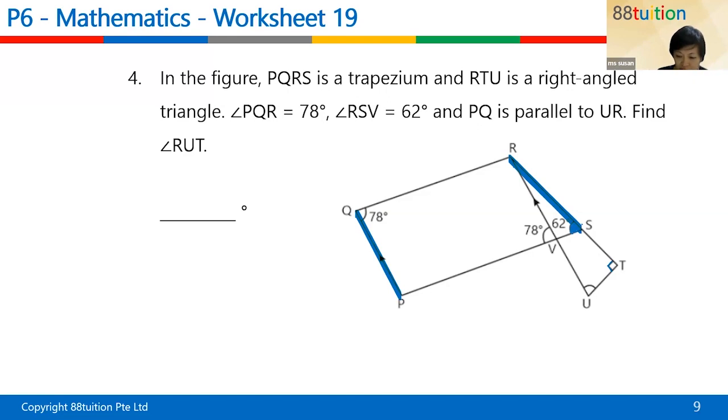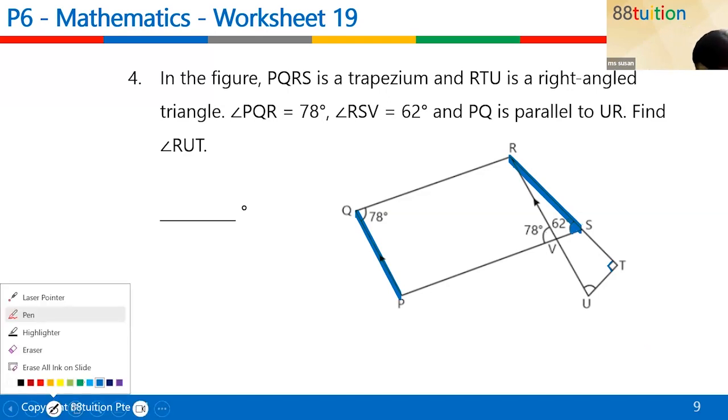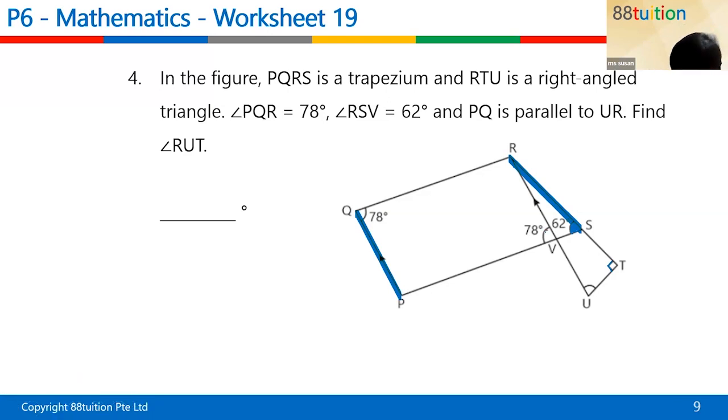Now, do you notice something? There is a shape called a parallelogram. PQRV is a parallelogram. How do I know? Because I have a 78 degree here. Watch. Do you see my 78 here? And then I have a 78 degree, meaning to say these two lines are also parallel. Then he wants you to find RUT, which is this one. Let's take a look at this.